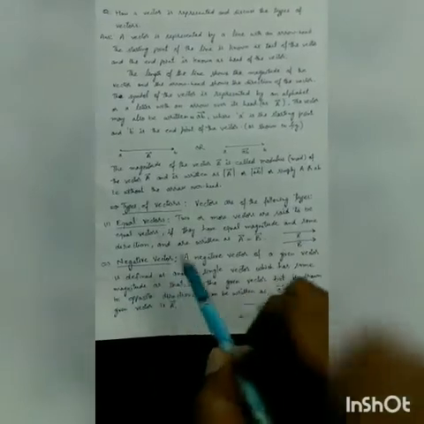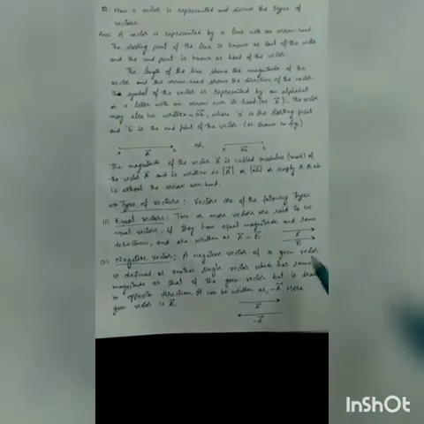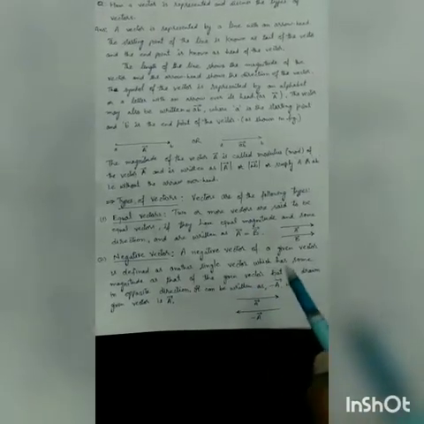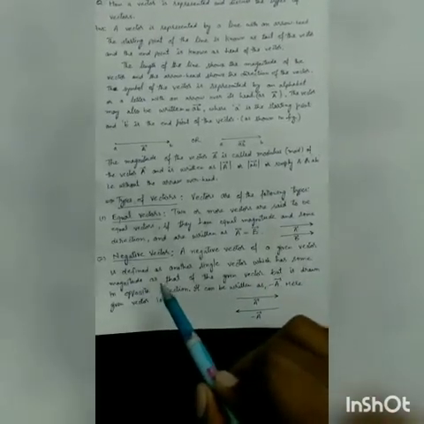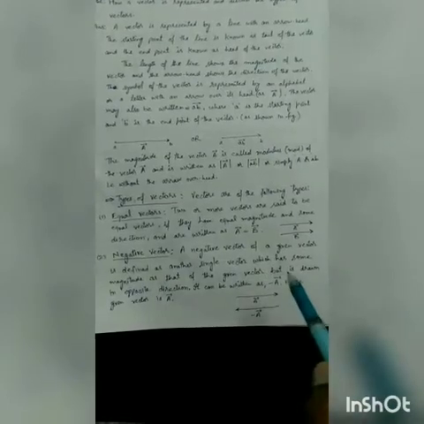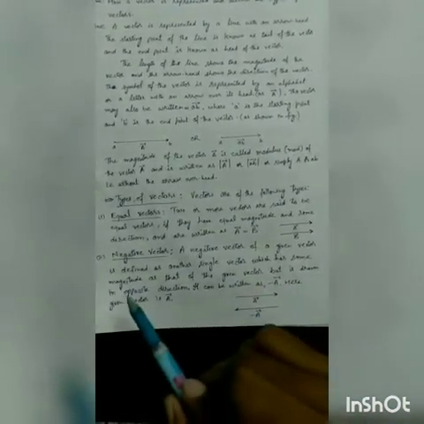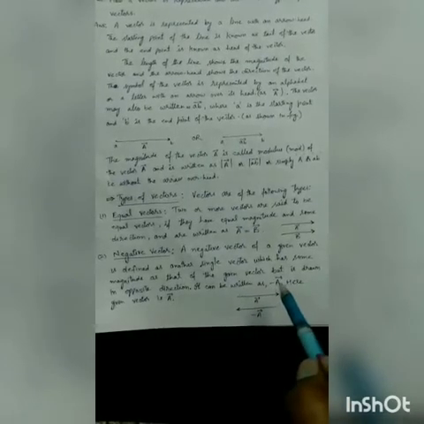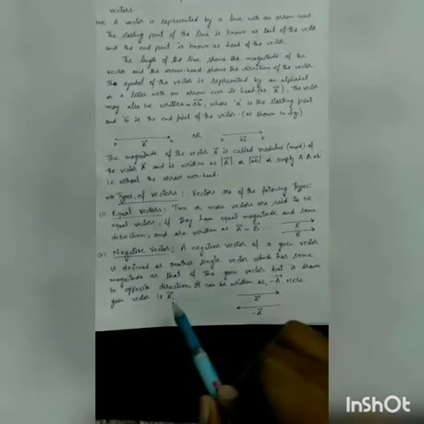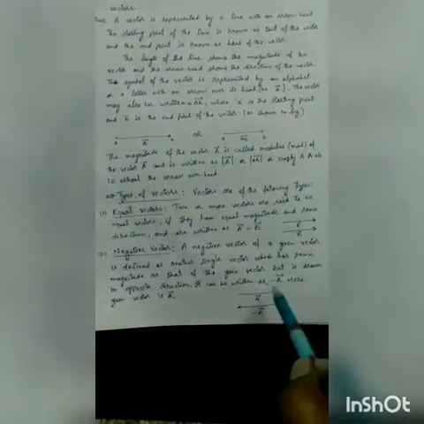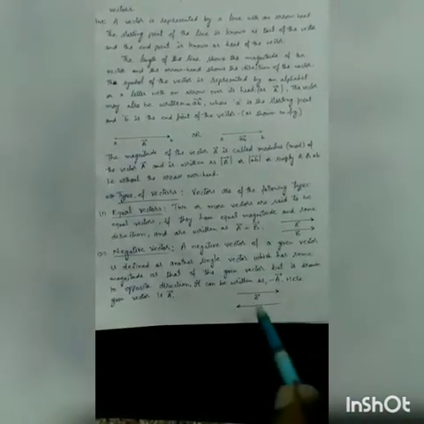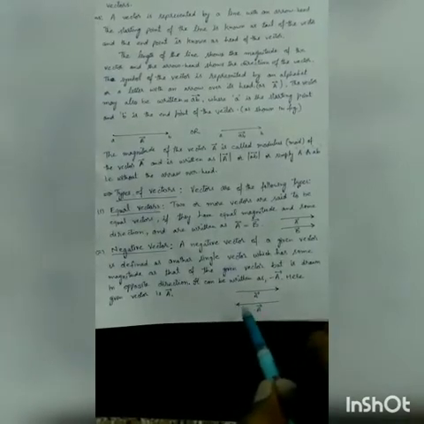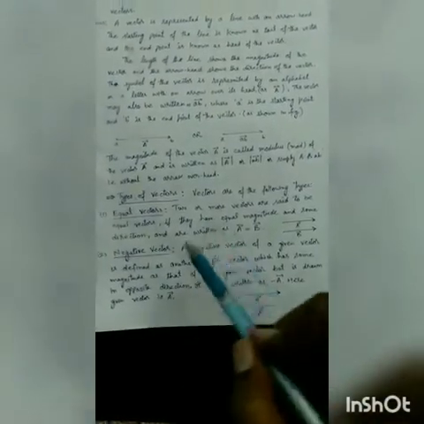Second is negative vector. A negative vector of a given vector is defined as another vector which has the same magnitude as that of the given vector, but is drawn in the opposite direction. It may be written as minus vector A. Here we have vector A which is represented along this direction, and here the negative vector of this vector is acting along this direction.